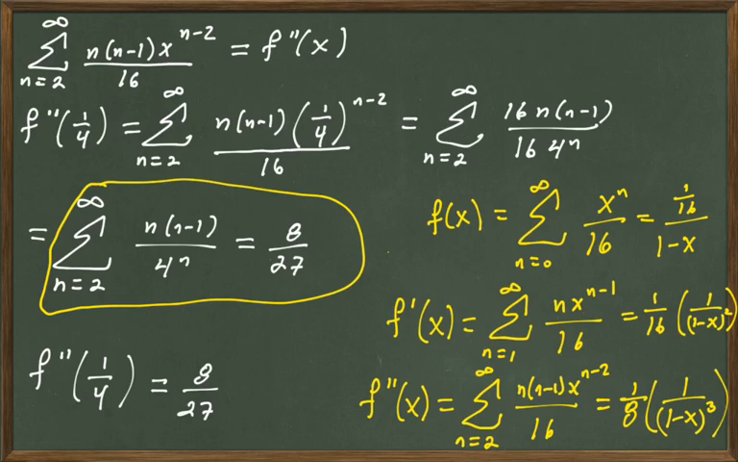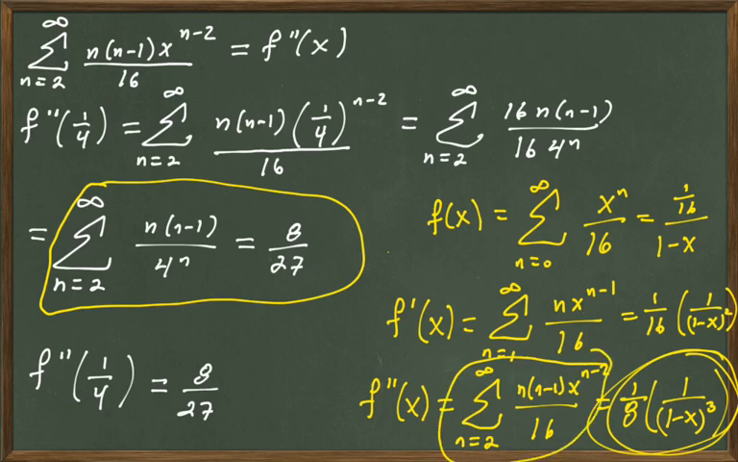Okay? And we took our second derivative and we evaluated it at this, and we figured out what that was. Then we can plug in that 1/4 into this, which ended up being this thing here. And so that's how we were able to establish that the series converged to 8 over 27.